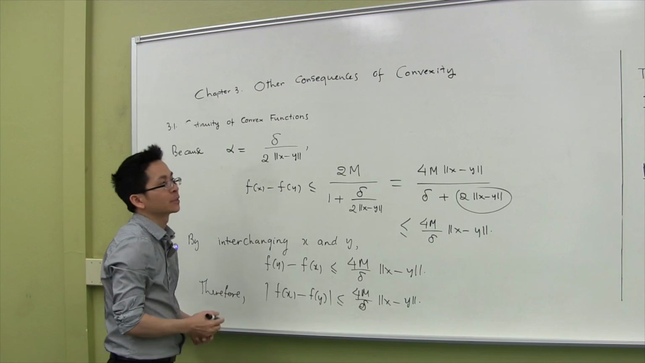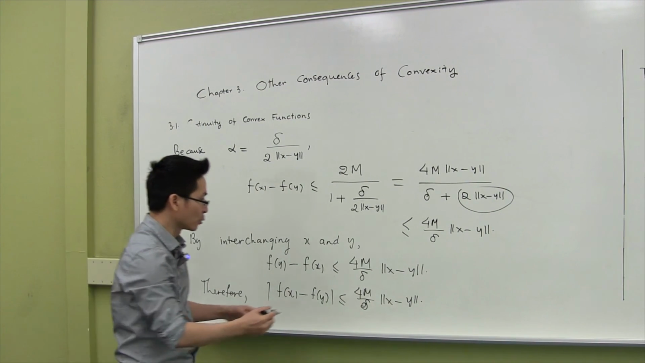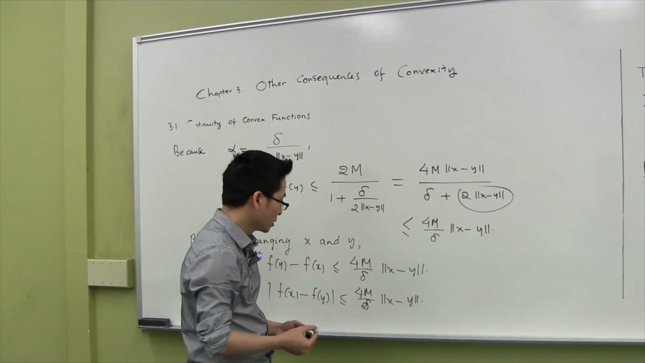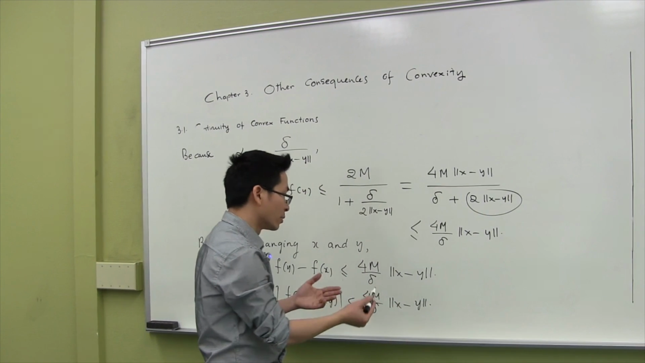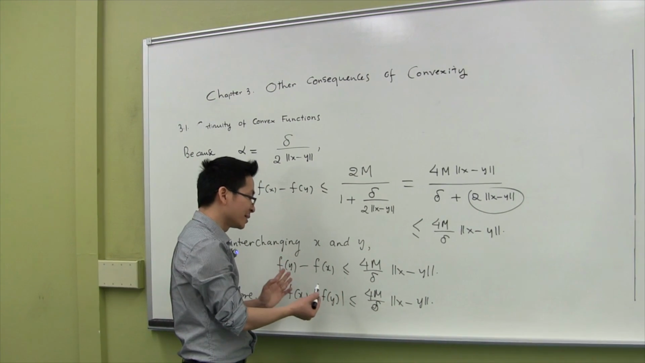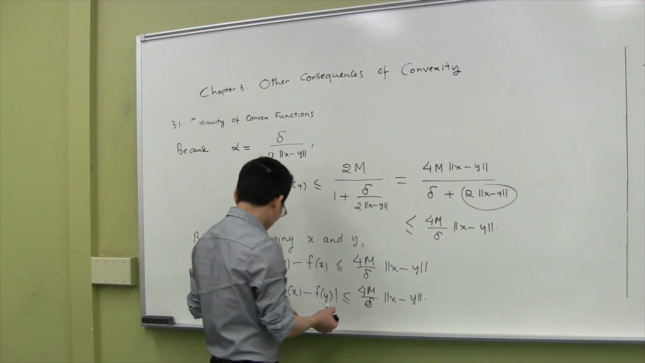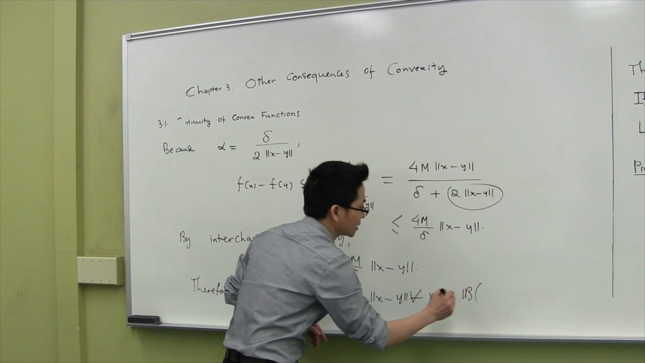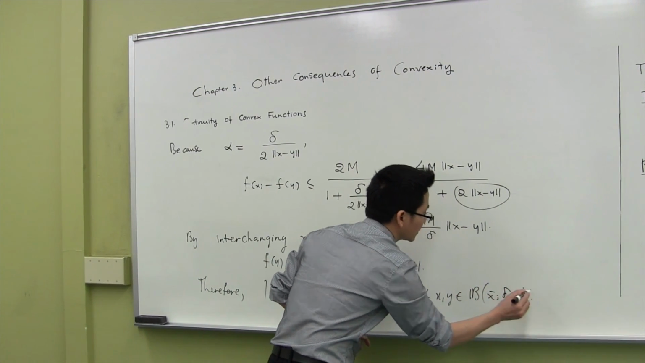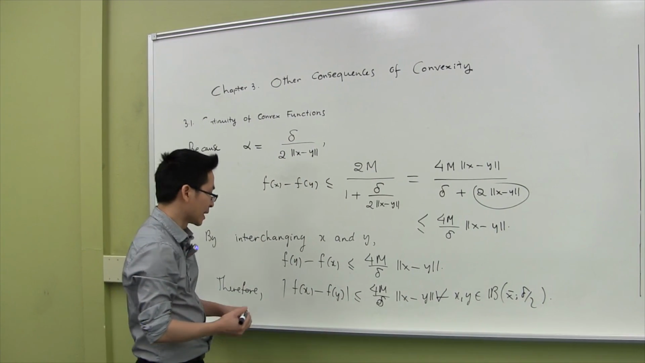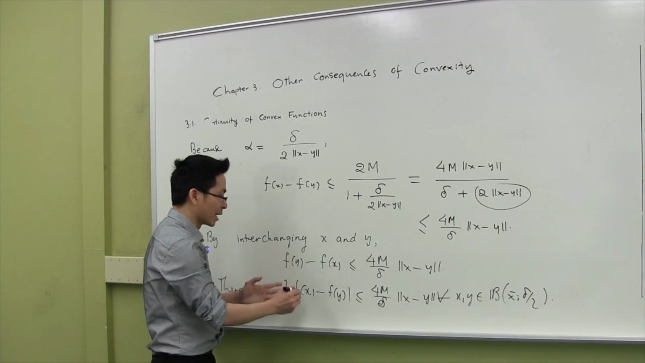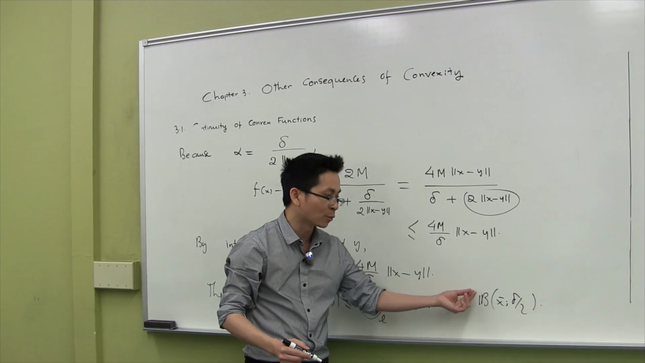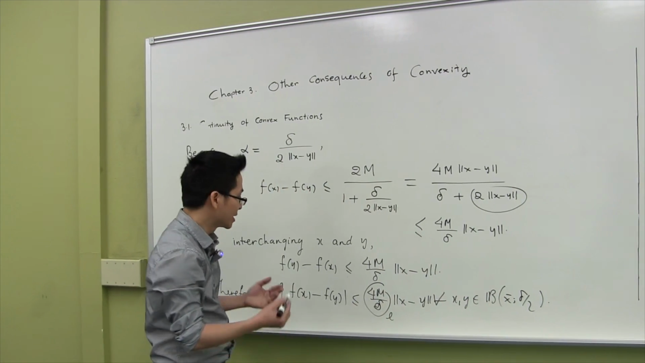And as we mentioned earlier, x and y are taken arbitrarily in the ball with center at x bar and radius delta over 2. This inequality also holds if x is equal to y, because in that case both sides are 0. So this is true for all x and y in the ball with center at x bar and radius delta over 2. So we have completed the proof that the absolute value of f of x minus f of y is less than or equal to a constant L times the norm of x minus y whenever x and y are in this ball. Therefore, f is Lipschitz continuous on this ball.